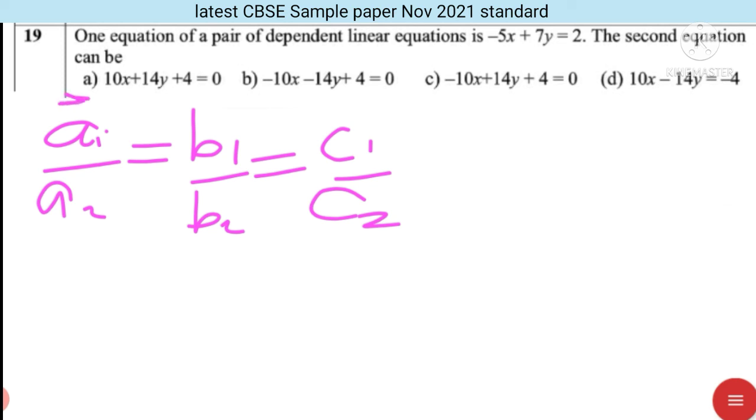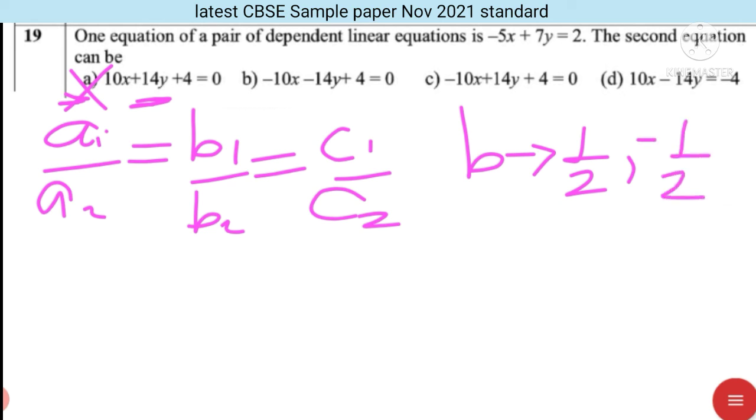For A option, A1 over A2 is minus 1 by 2 and B1 over B2 is 1 by 2. So A option is ruled out. Let us check for option number B. A1 over A2 is 1 by 2. B1 over B2 is minus 1 by 2. So B option is also ruled out.